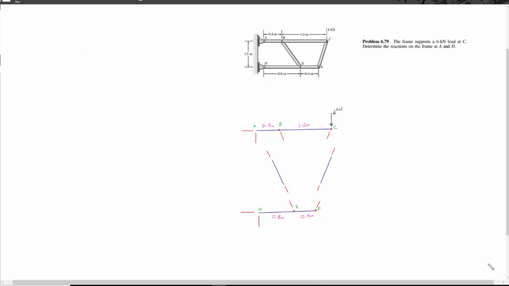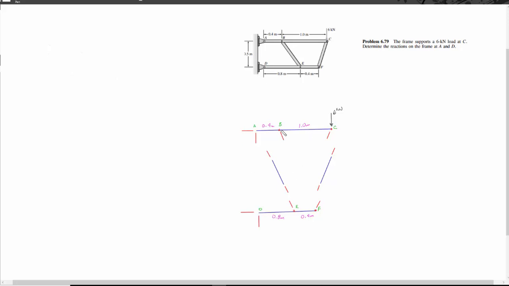One more example to computing frames and machines. We've got a frame here. This is problem 6.79 in another book. But the frame supports a 6 kilonewton load, which is right here, at C. And we're asked to determine the reactions on the frame at A and at D.